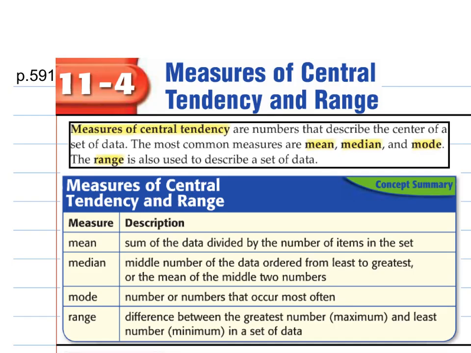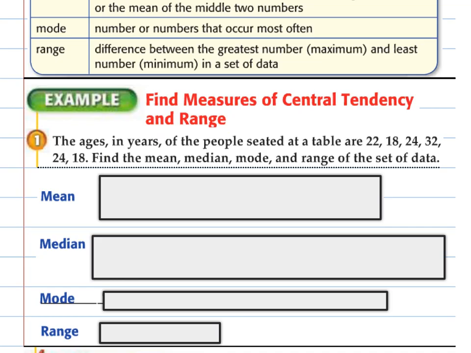Here's another way of looking at those new vocabulary words. The same information, just in a table, if you prefer it this way. So now we're going to find the measures of central tendency and range. Our question is: the ages in years of the people seated at the table are 22, 18, 24, 32, 24, and 18. We want to find the mean, the median, the mode, and the range of this set of data.